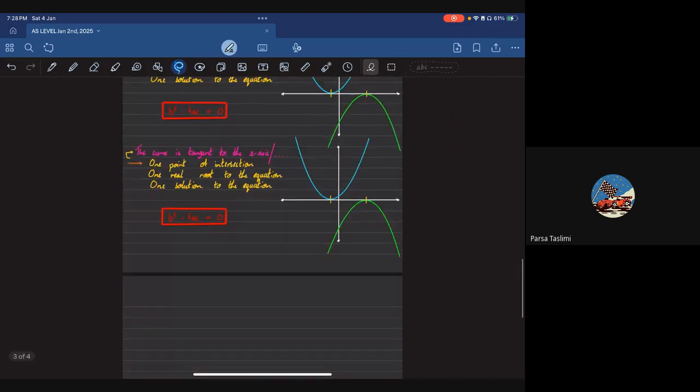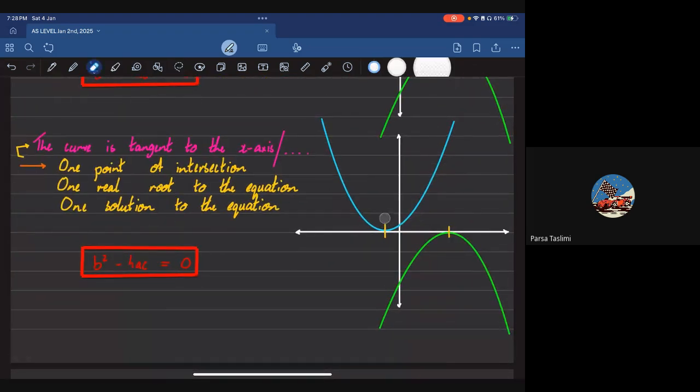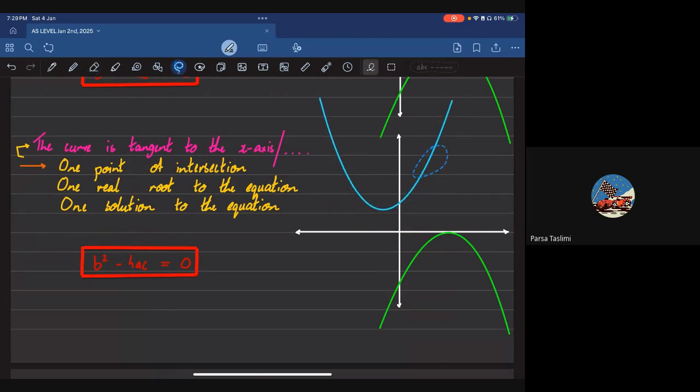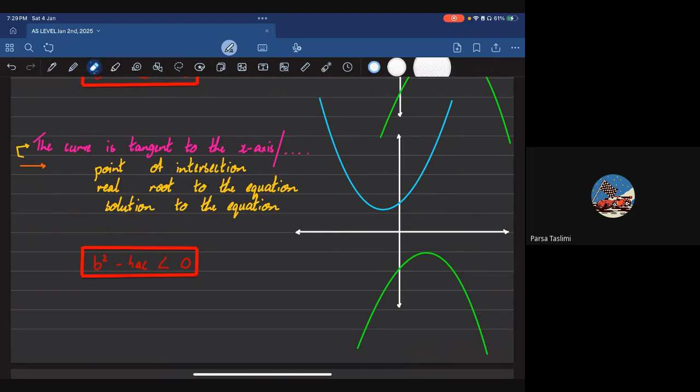So the last thing that we're going to have is that obviously there are only three possible outcomes, right? Either it's going to intersect twice, or it's going to intersect once, or maybe it doesn't intersect at all. So the third possibility is that the discriminant would be less than 0. Now the discriminant will be less than 0, and you will say that there is no point of intersection, no real root to the solution, no solution to the equation, and the curve is definitely not tangent.